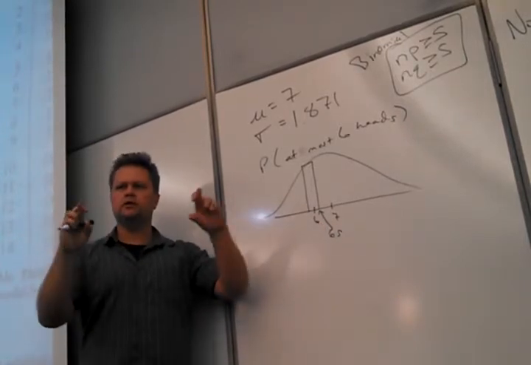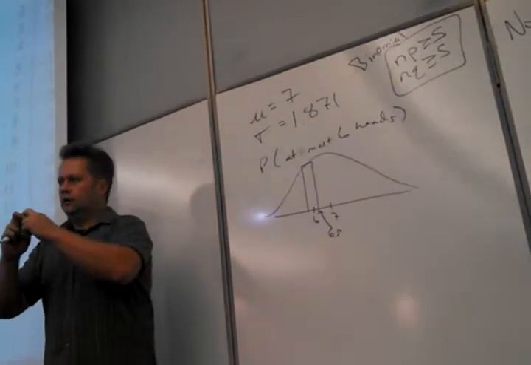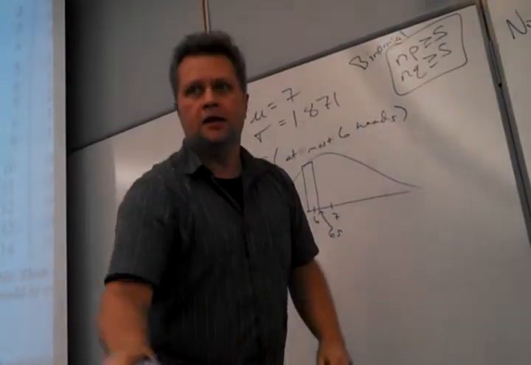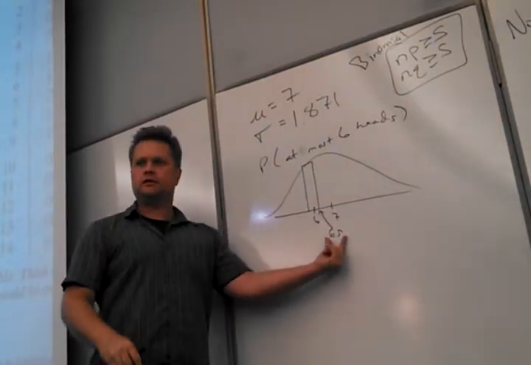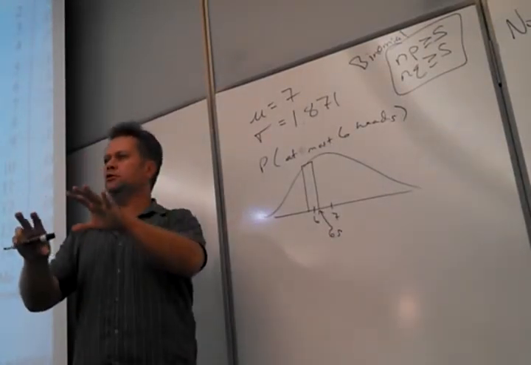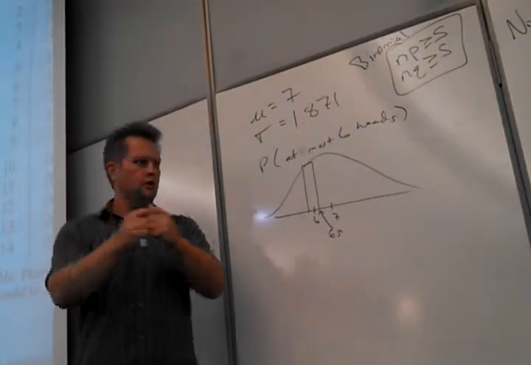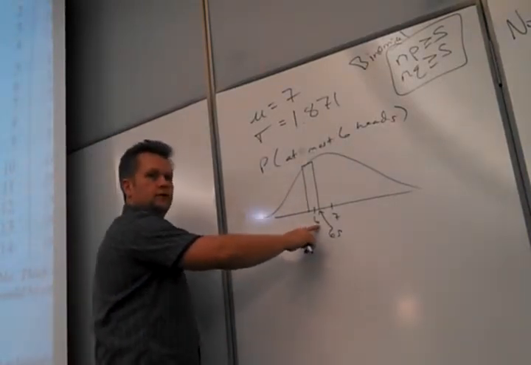Okay, so let's do this both ways, just because. What do I mean by both ways? Let's do it using 6, and then using 6.5, and we'll see which one's closer to the real probability. So let's make a z-score out of 6.